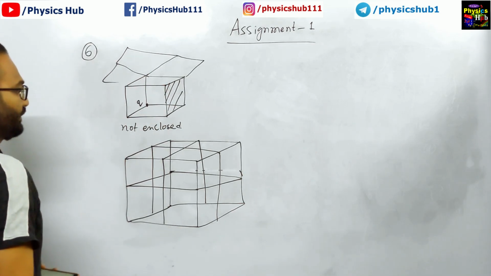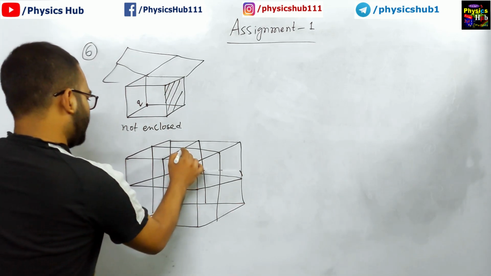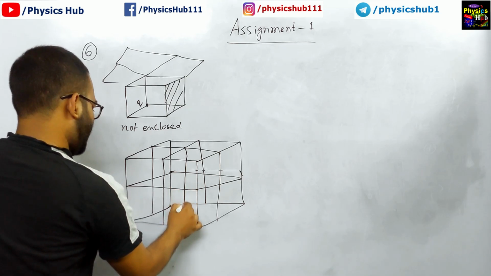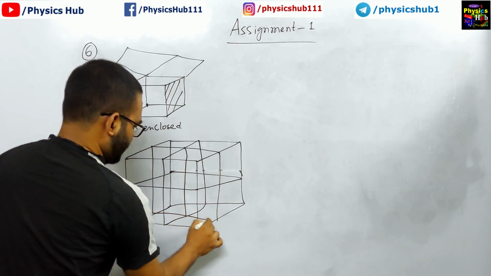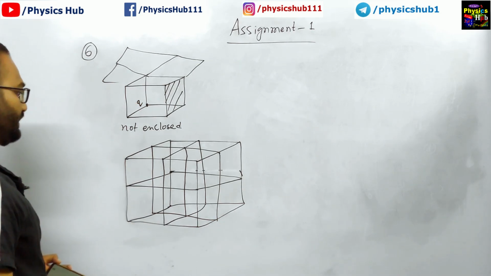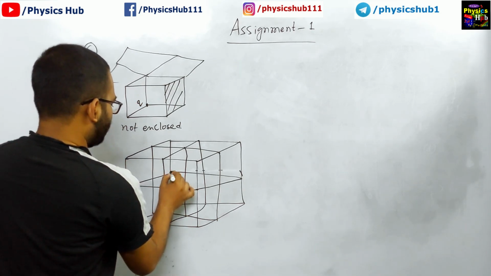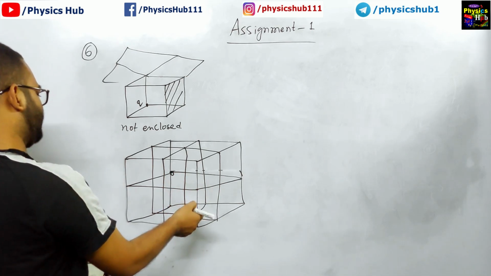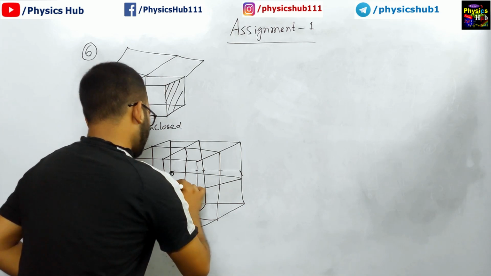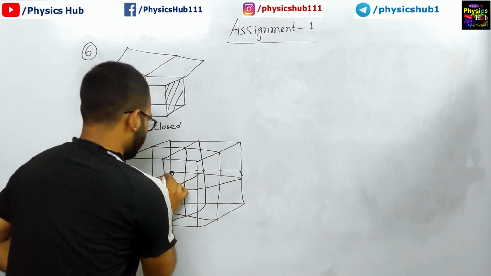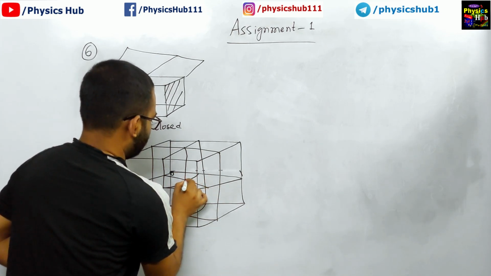So in this way, you will be getting 8 cubes. If you join these things in this way, you will get 8 cubes. Your charge, you can consider, is sitting at one of the corners. So it is like this. Your charge is sitting somewhere here.